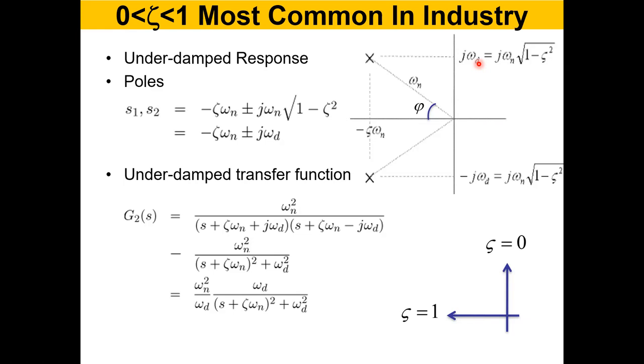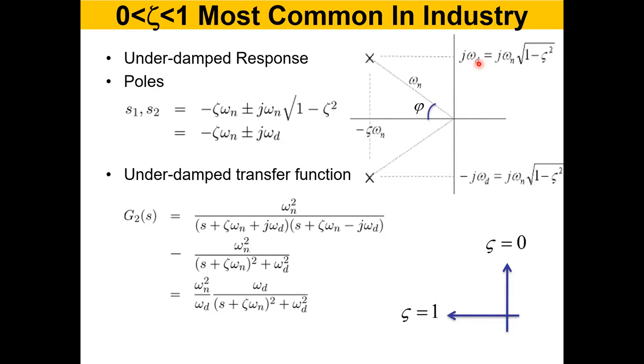Okay, I think this understanding is extremely important, right? If you understand what I just explained, I think you know everything about second order systems. So now we are with omega n and zeta. So when I say omega n, now you know omega d also.